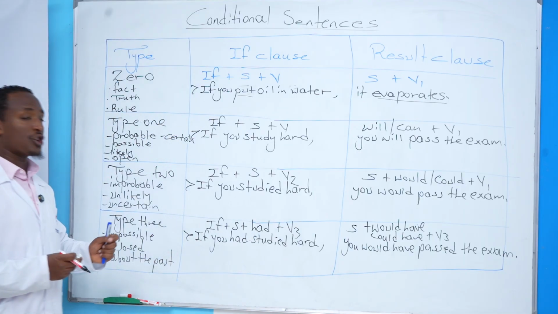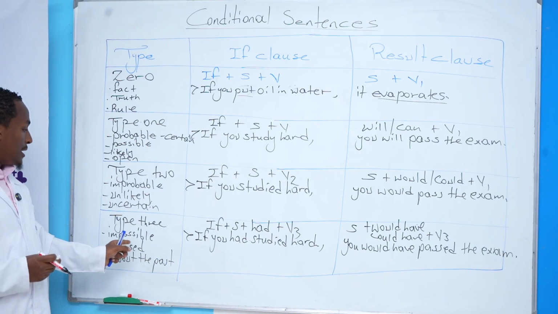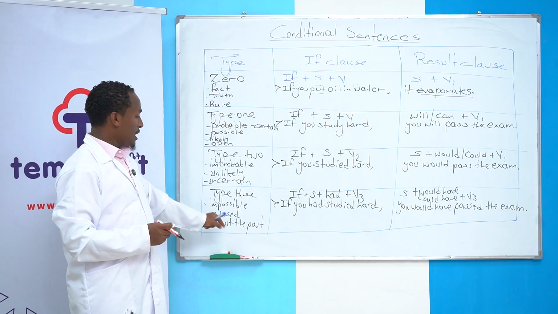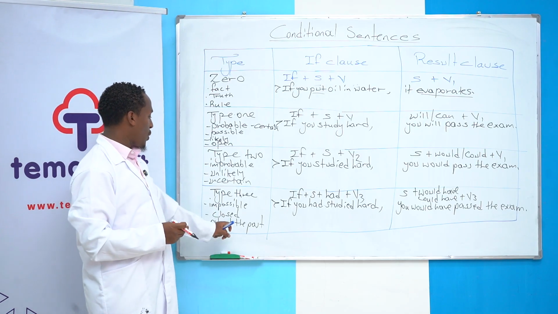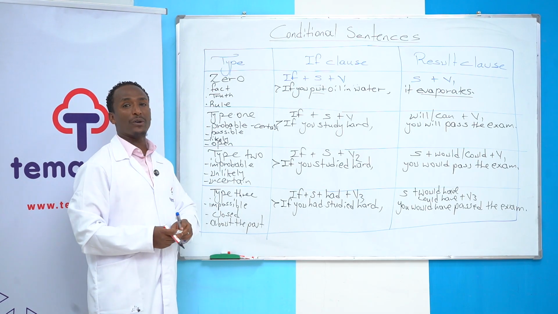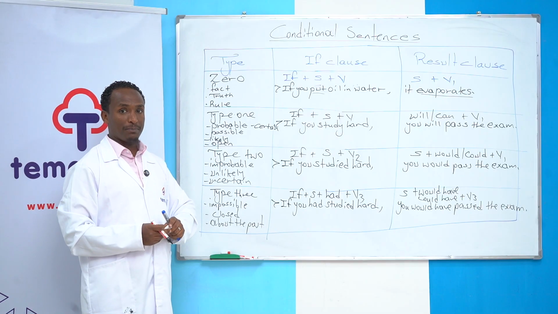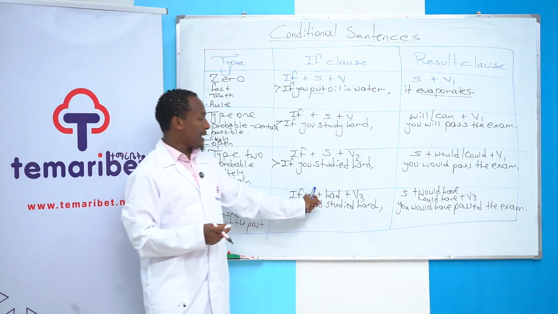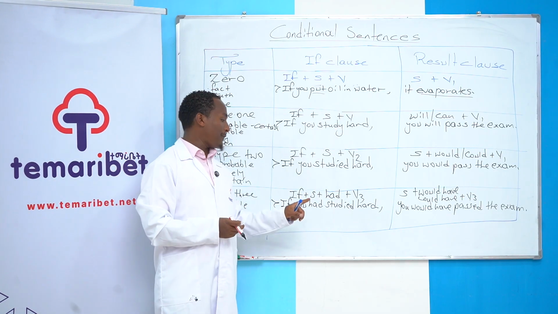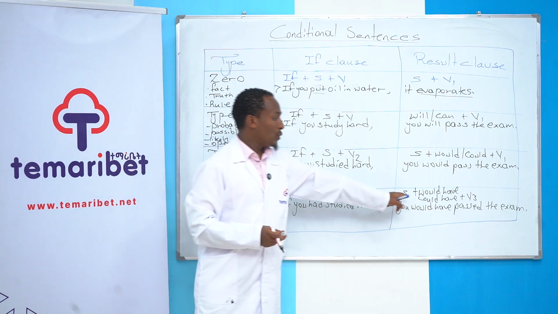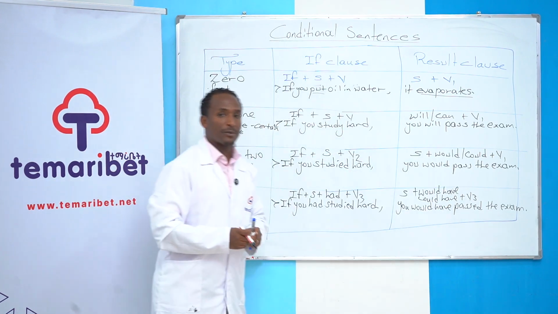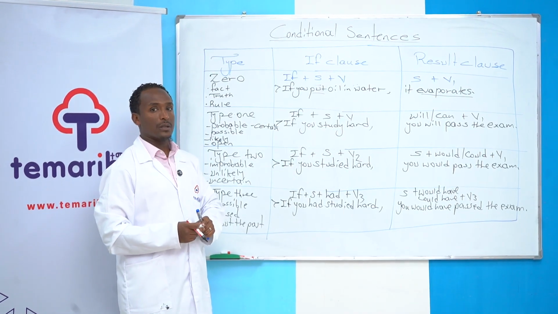The last one is conditional type 3, which is impossible, which is closed, and you are showing a kind of past regret. Okay, past regret. So we use subject plus had plus verb 3 for the if clause, and would have or could have plus verb 3 for the result clause.